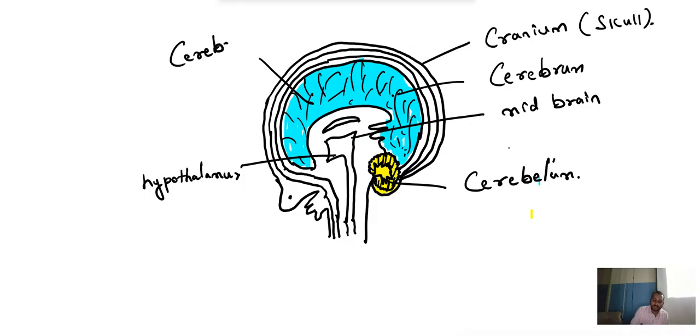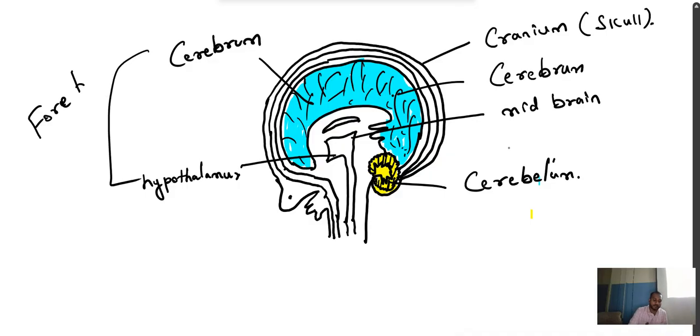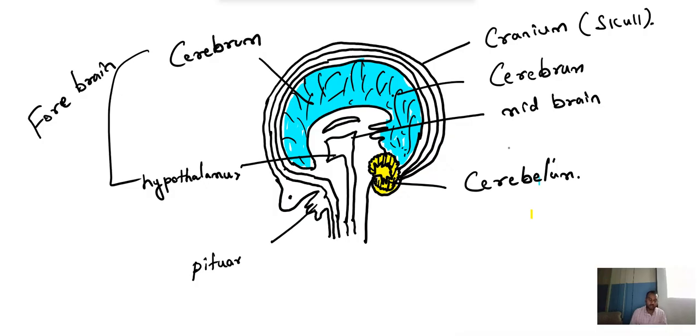What is this region? Cerebrum, right? The region from cerebrum to hypothalamus is known as forebrain. Okay. And this part is known as the pituitary gland. Pituitary gland.